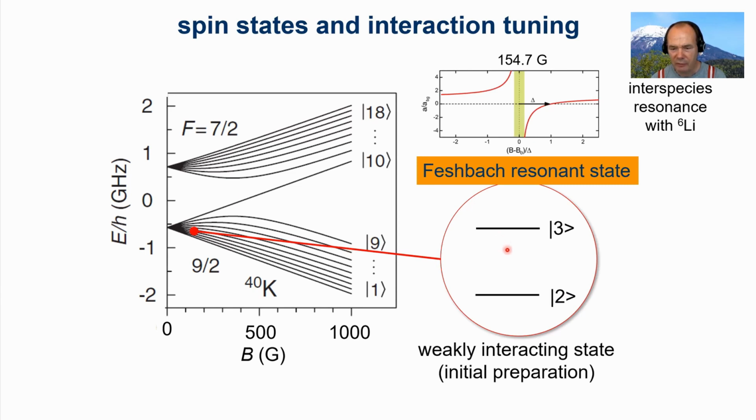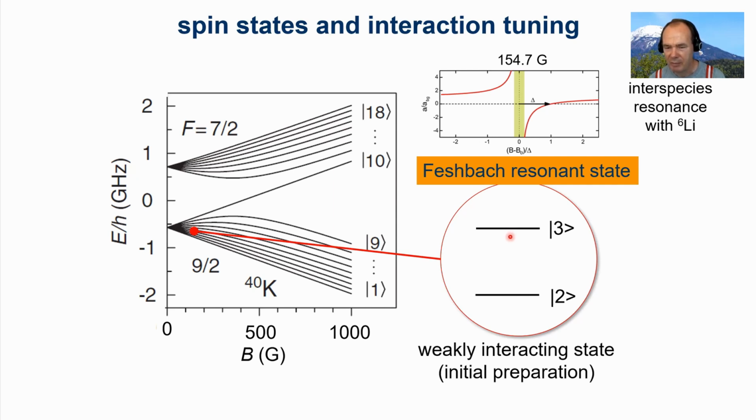Now the trick is that they have different interaction properties. While the lower spin state has just some background interaction, good for sympathetic cooling, but not for more, the upper state has a Feshbach resonance. At a certain magnetic field for potassium-40, 154.7 Gauss, it has a Feshbach resonance about a Gauss wide. And so this state is resonant. If the potassium impurities are in state 2, there's just some background interaction, essentially no interaction. Here, there is a tunable interaction.